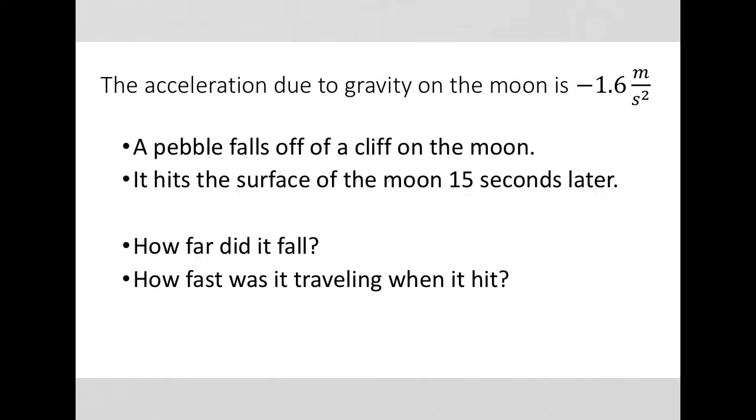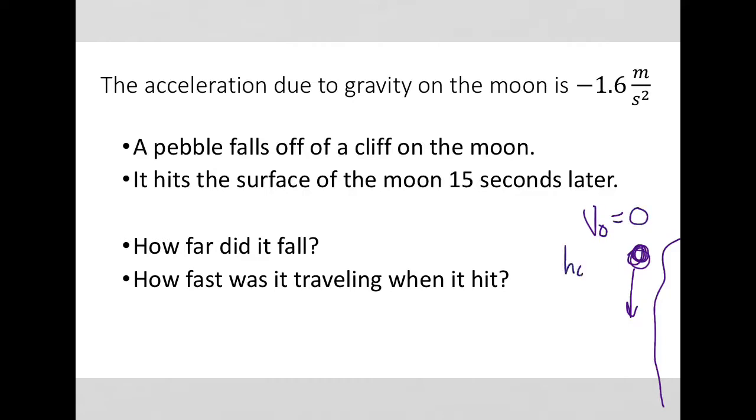But we could take something like this. The acceleration due to gravity on the moon is a negative 1.6 meters per second squared. A pebble falls off a cliff on the moon. It hits the surface of the moon 15 seconds later. So we've got some cliff here. We've got some moon pebble falling down. Things we need to keep in mind is that if it is simply falling, or if you simply drop something, you're not throwing it up, you're not throwing it down, your starting velocity is going to be 0.